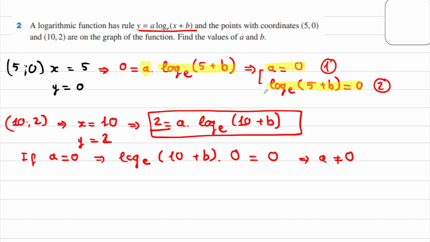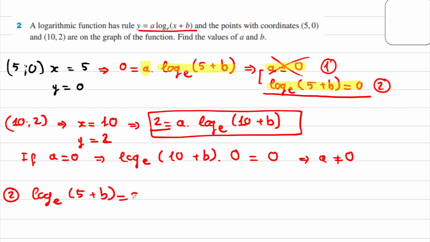So you got option 2. The second one, you got this equation. So from 2 here, I can cancel the first one and I will solve the second one. Logarithm e, b plus 5 equal to 0. So 5 plus b equal to e to the power of 0, which is 1. After that, you got b equal to 1 here. And if you got b equal to 1, so what is the value of a?